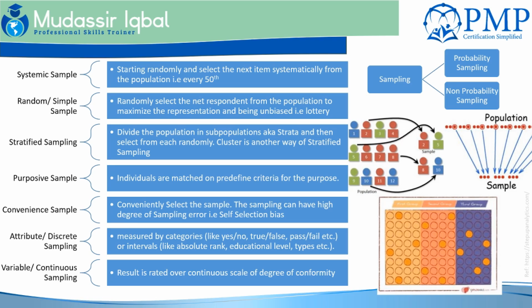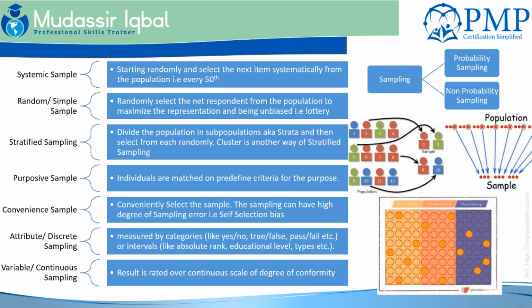You will get a fair number of representation. Then we have stratified sampling, or the advanced version is cluster. So divide the population into subpopulations, also known as strata, and then select from each randomly. So we have selected all males, all females, or 825 or 230, stuff like that, and then we select randomly from them. It will also give you pretty representative and unbiased data.